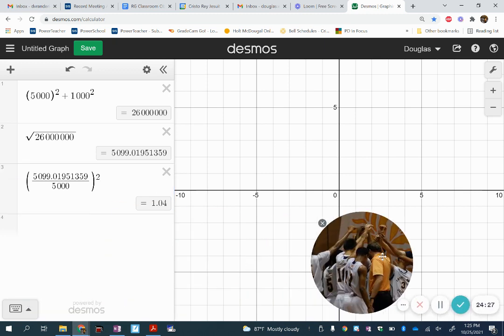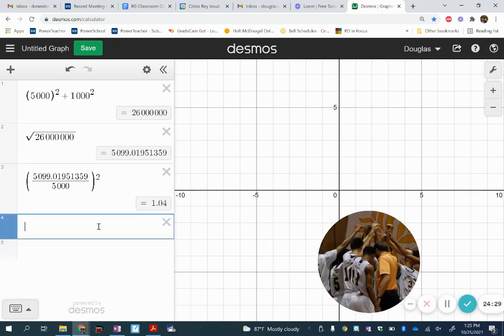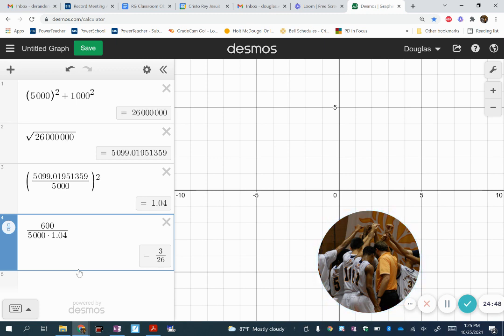So I'll move this to the side. So we have 600 over 5,000 times 1.04. Oop, that's not it. There we go. It says we can do the fraction. Oh, nice. So either way, you can do the fraction or the decimal, 0.115 or 3/26. I'm going to use 3/26.